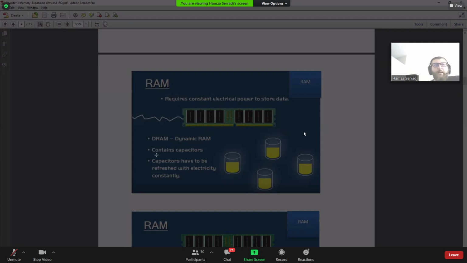DRAM, dynamic RAM, contains capacitors. Capacitors have to be refreshed with electricity constantly. Compared to that, SRAM is not constant. It's only when we read or write. We send an electrical signal when we need to read or write.